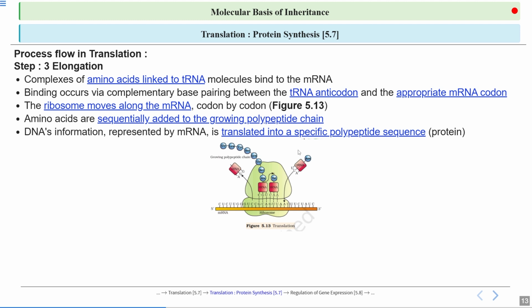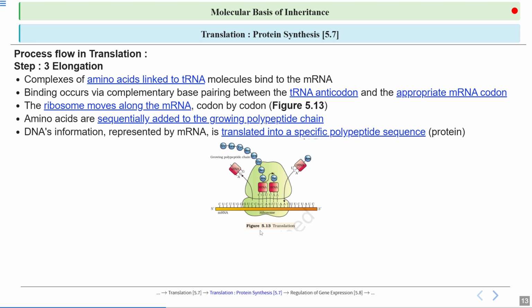Now let us understand this structure. As I told you, in initiation, first the small subunit of the ribosome came and bound to the start codon of the mRNA. The tRNA which is specific for methionine, and has the anticodon for this start codon, came and bound to that part. Then the large subunit of the ribosome came, and the whole now makes the initiation complex.